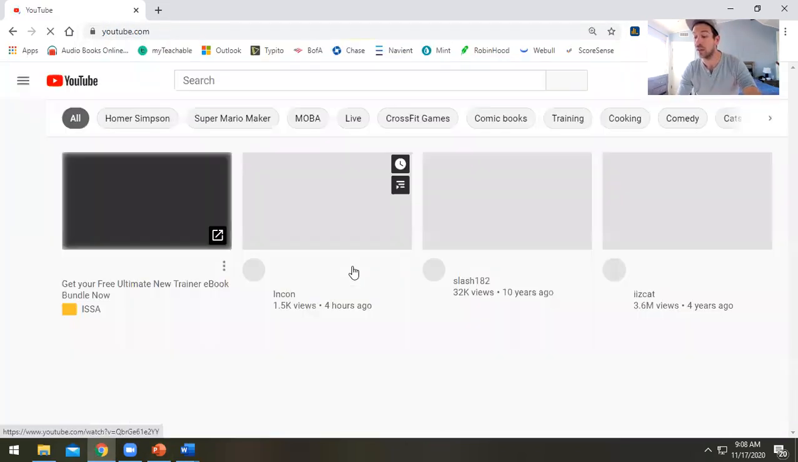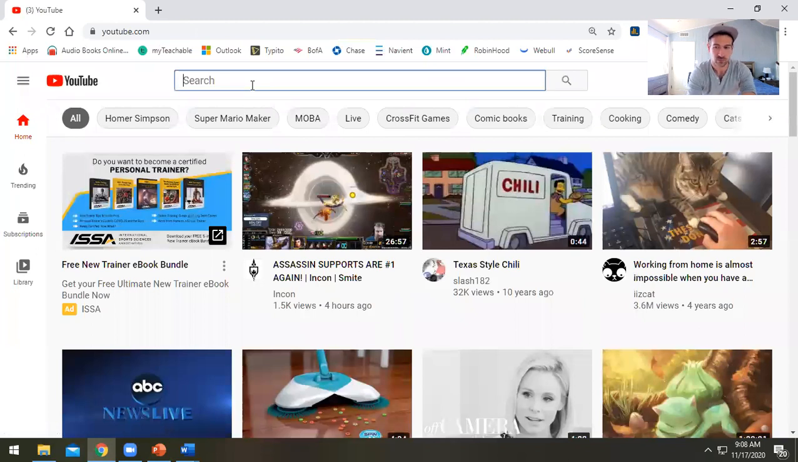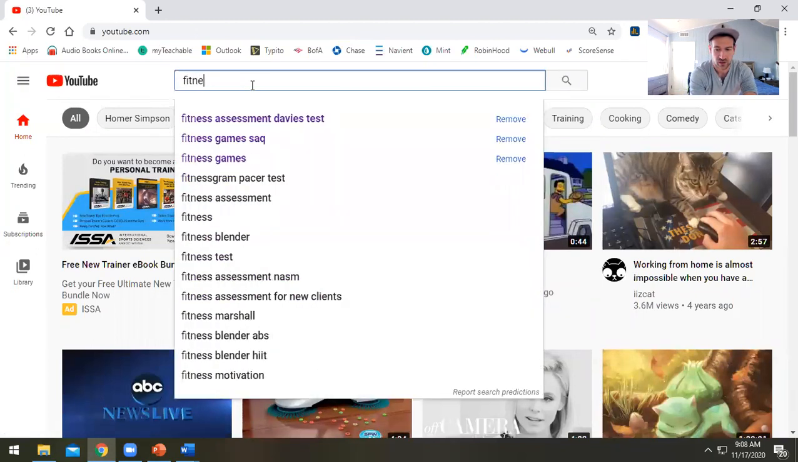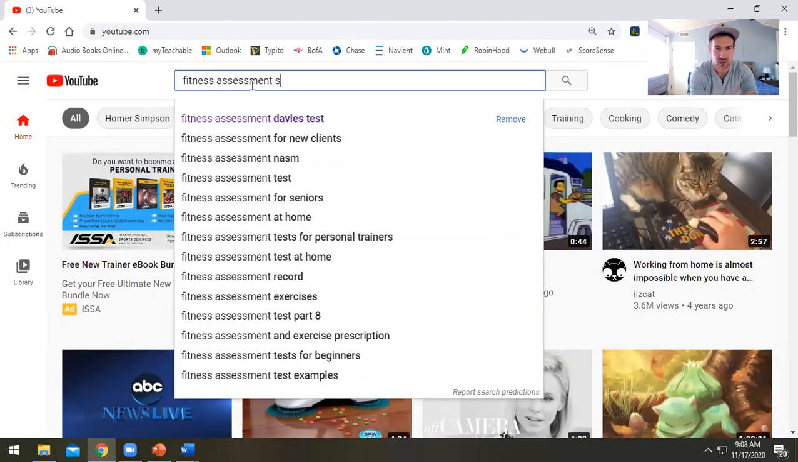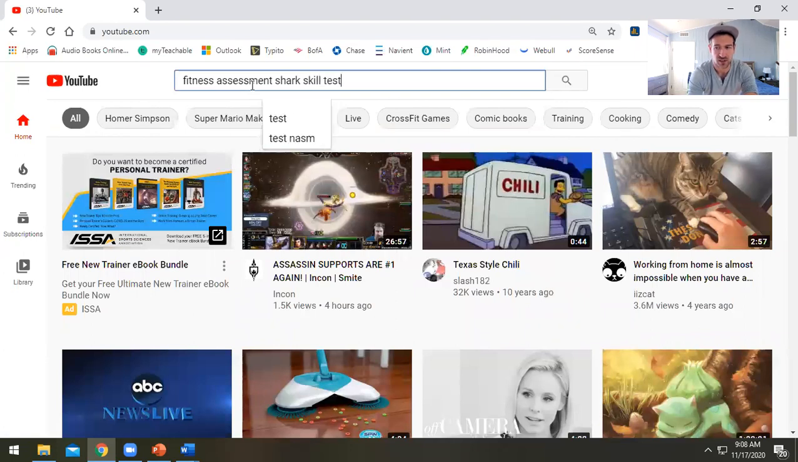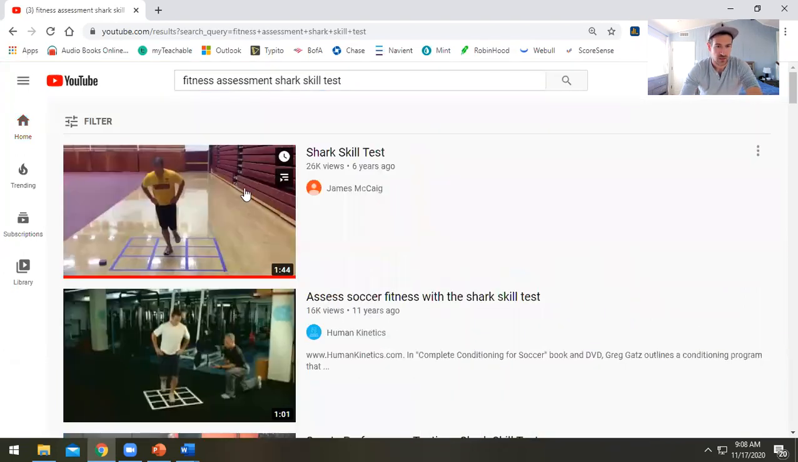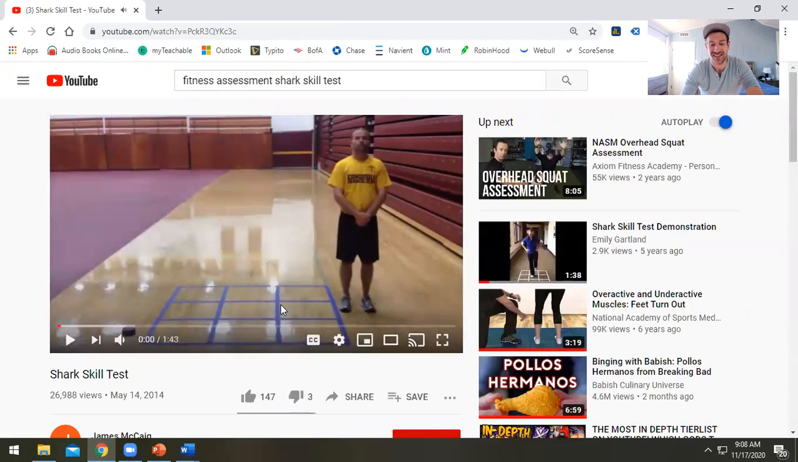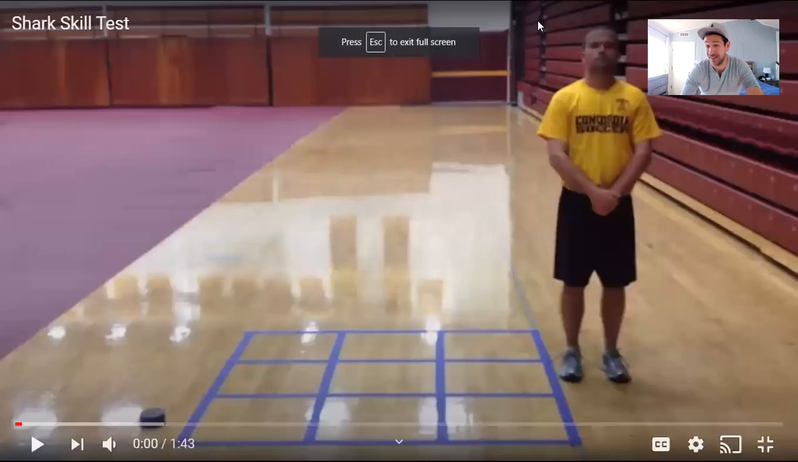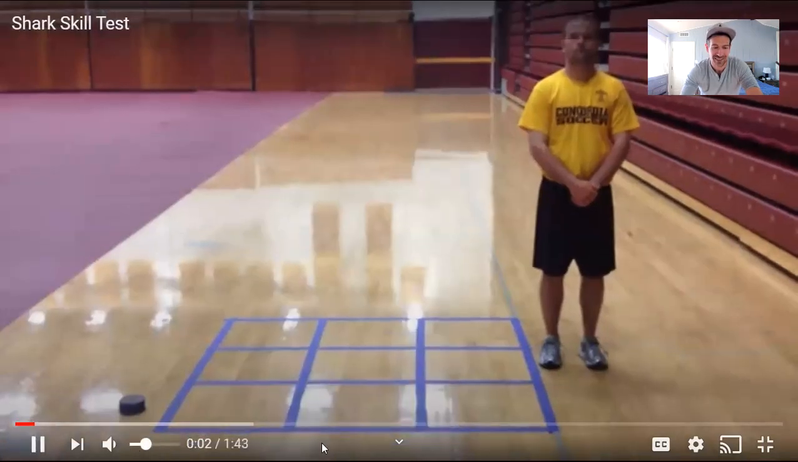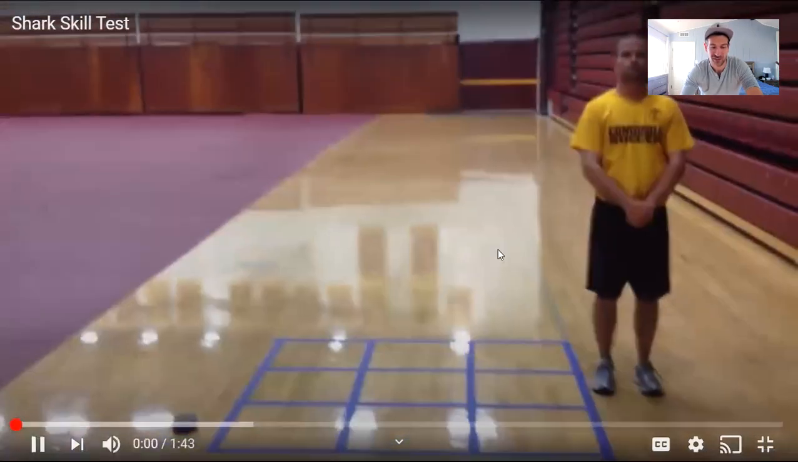Let's watch a quick little video on how this looks, right? Fitness assessment, shark skill. All right, I pulled this video up before. I will say this grid is massive. Those boxes are way too big, unless this guy is just like 3'2". But here's a cool little assessment.